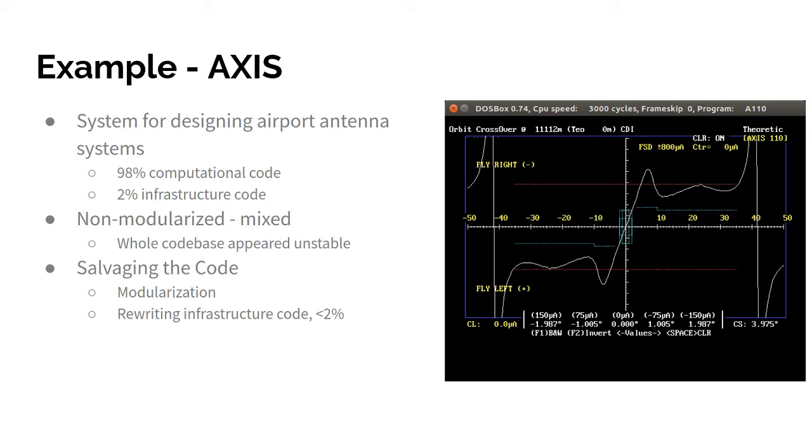Now, when I first looked at this project, it was non-modularized, it was mixed. So the whole code base appeared unstable. Now, the code was salvaged in the following way. First, it was modularized into computational modules and infrastructure modules. So we isolated the unstable infrastructure modules, and we could then rewrite those parts, and the computational modules were stable so that the whole code became stable.